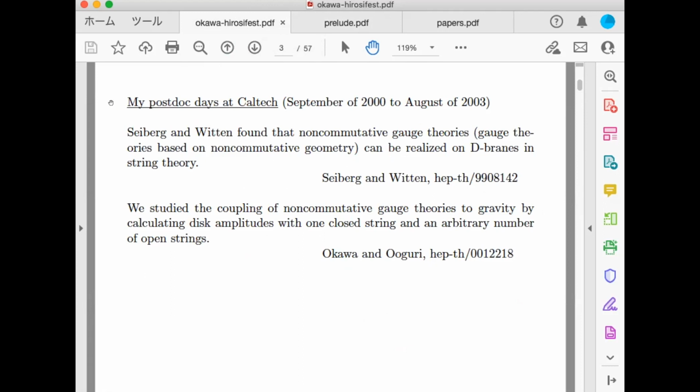Around that time, Seiberg had written that non-commutative gauge theories, which are based on non-commutative geometry, can be realized on D-branes in a background B field. We know how to couple matter to gravity in general relativity, but we don't know how to couple a theory based on non-commutative geometry to gravity. It is not even clear if it is possible. But once the theory is realized in string theory, we can study the coupling to gravity by calculating the amplitude with one closed string and an arbitrary number of open strings. That's what I did with Hiroshi.